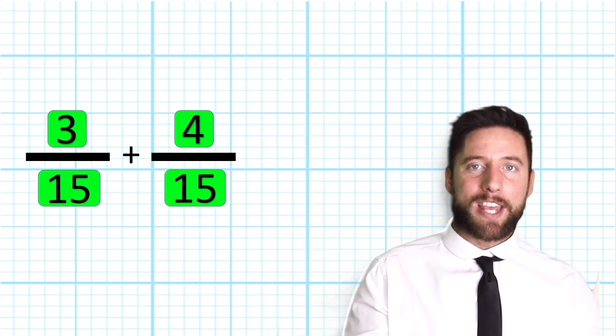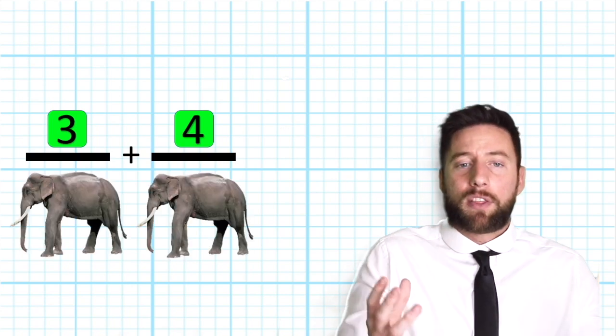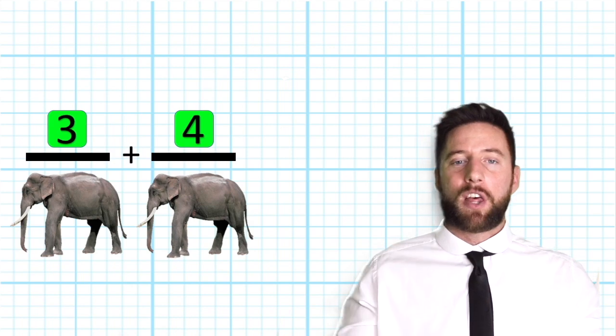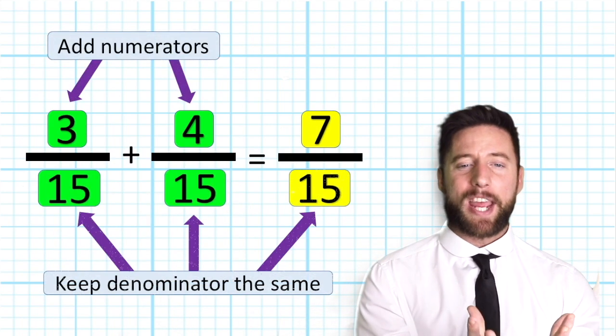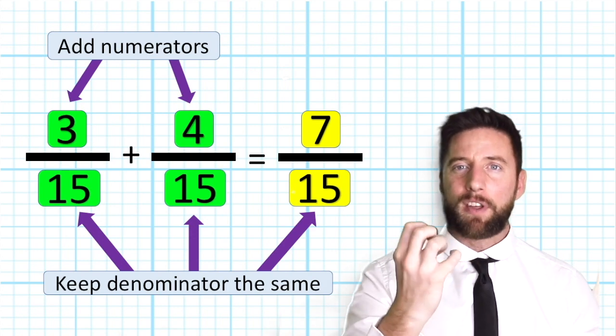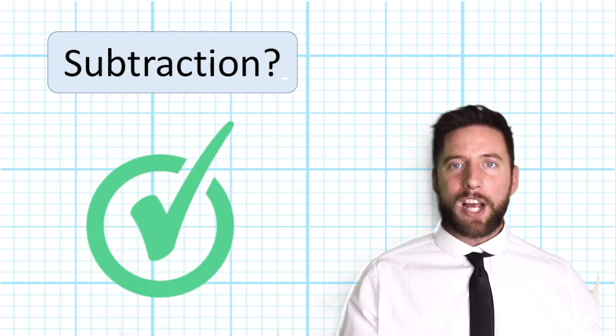Let's see another example of this trick. If we had 3/15 add 4/15, we could have 3 elephants, add 4 elephants. 3 add 4 is 7. The name of the fraction hasn't changed, it's a 15th, so we have 7/15. Simple. And the good news, that works with subtraction as well.